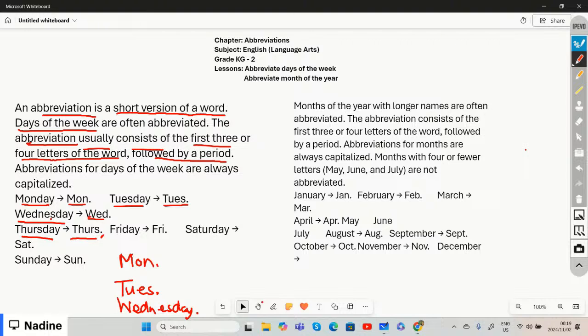And then we go to the next one, which is abbreviating months of the year. So we're going to identify the months of the year.